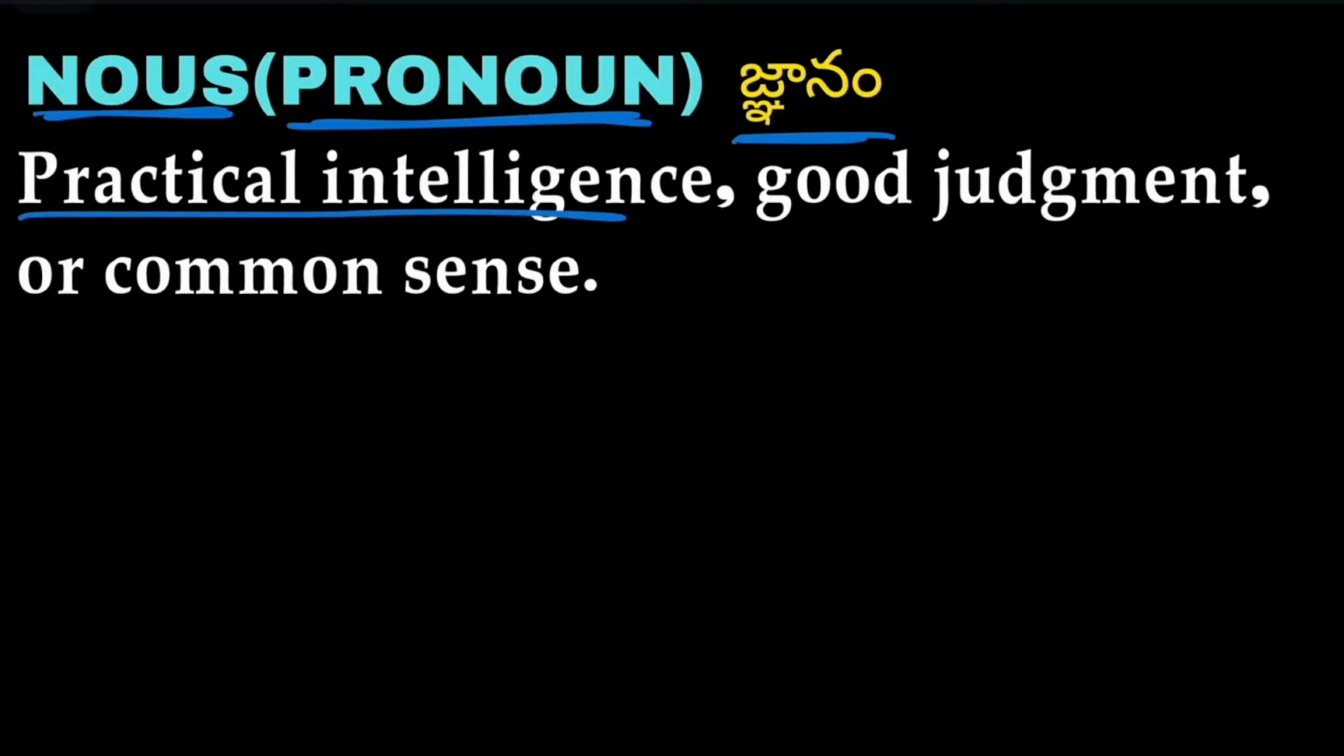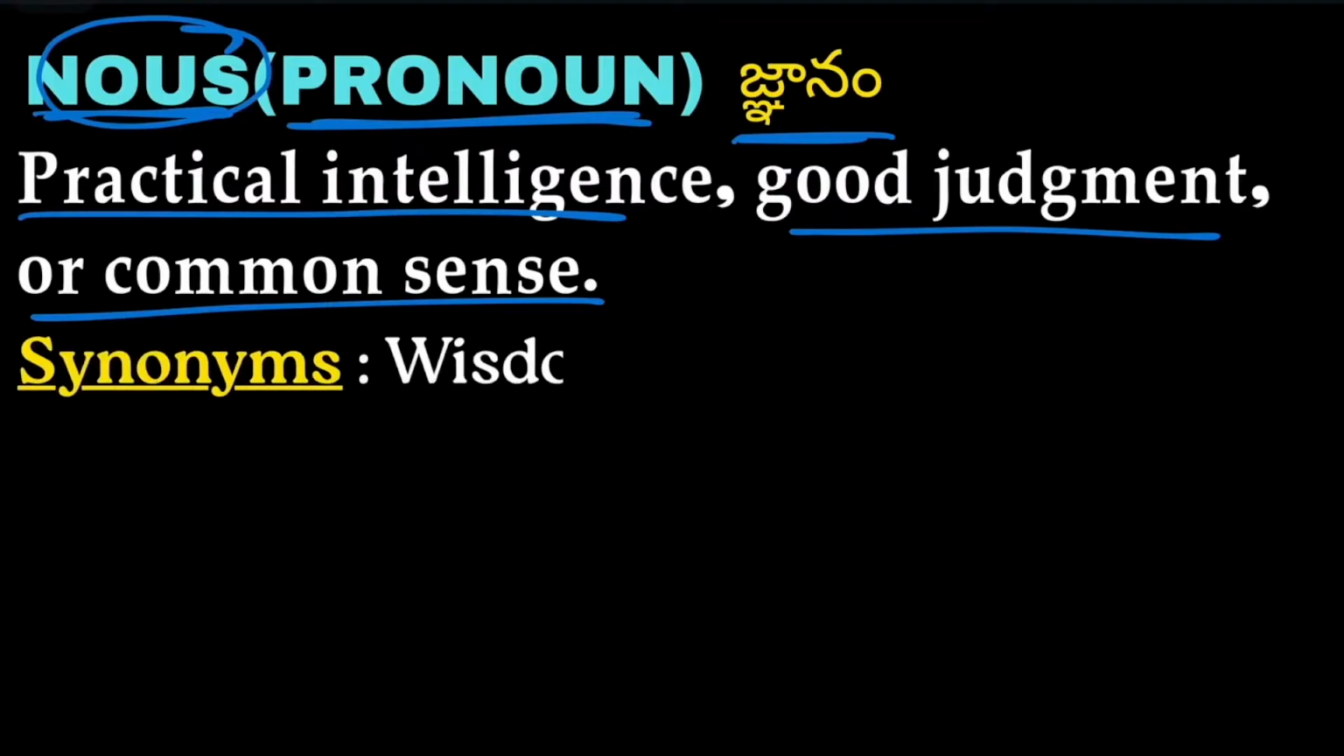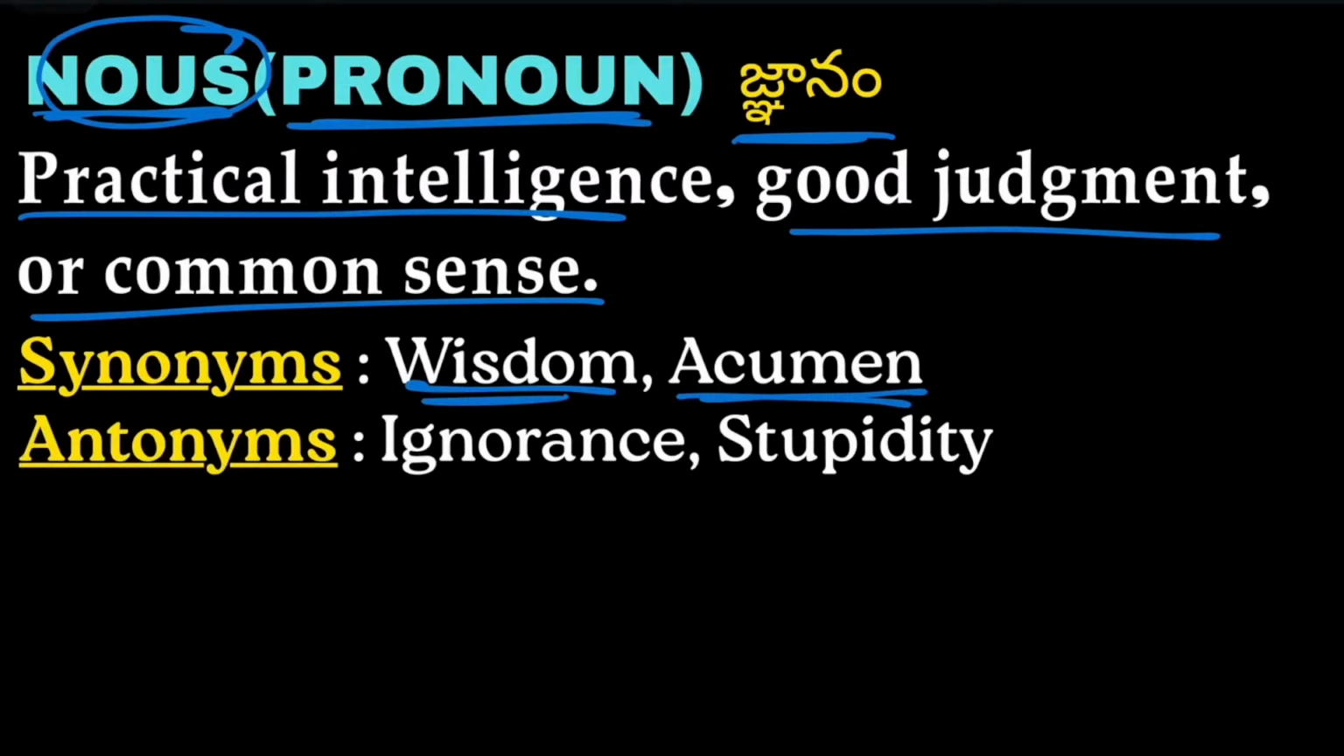And the next word we have nous. The next word is nous and it is a pronoun. It means gnanam. It means gnanam, intelligence or wit. Practical intelligence, good judgment or common sense is called as nous. Synonyms or similar meaning to nous are wisdom, acumen. Wisdom and acumen. Antonyms, ignorance, stupidity. Ignorance and stupidity are the antonyms of the word nous.